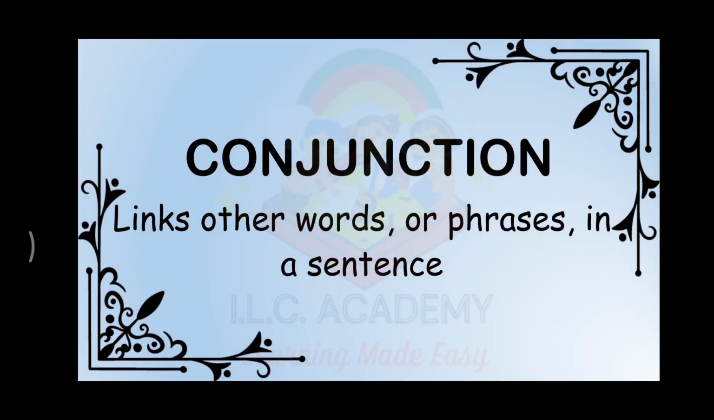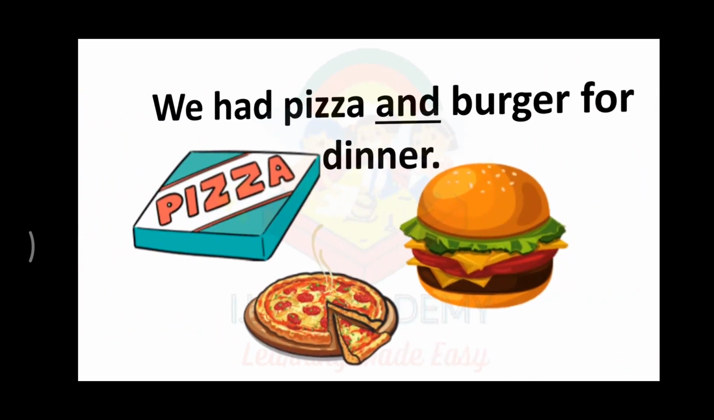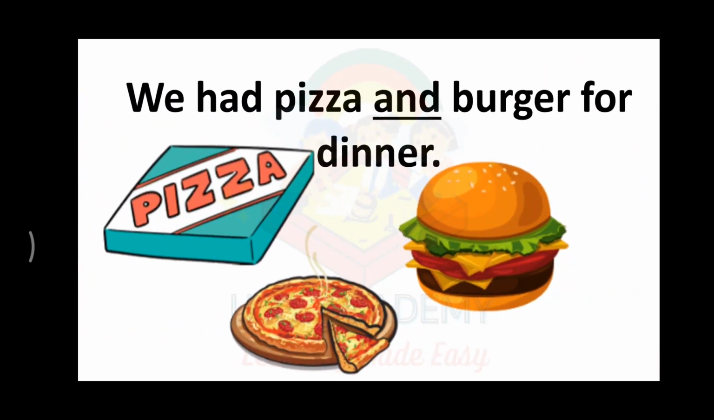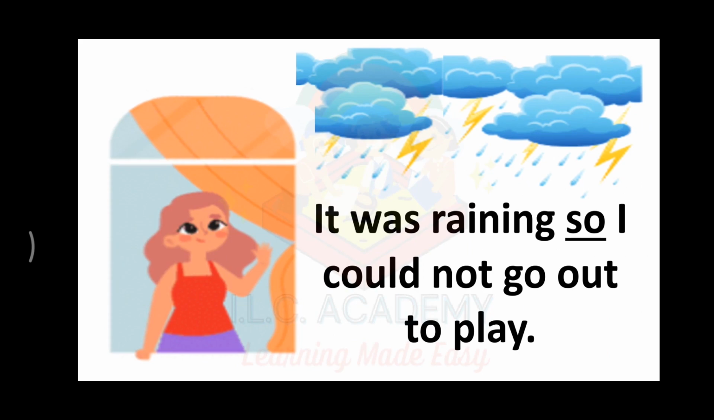And lastly, we have conjunction. Conjunction links other words or phrases in a sentence. For example, I like oranges, but my sister likes mangoes. But here is a conjunction. It's connecting two sentences. We had pizza and burger for dinner, and is a conjunction. It was raining, so I could not go out to play. So here is a conjunction.